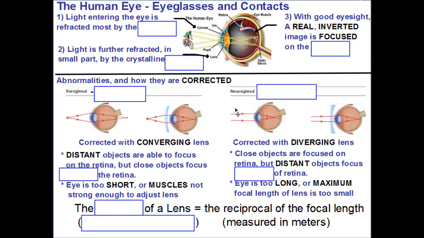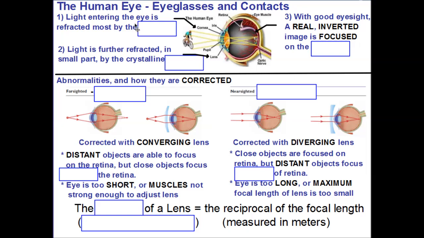Well, let's take a look at how the eye uses a combination of lenses to achieve the all-important goal of being able to see objects that are both near and far, and it does so by relying on a series of optical instruments that are located in the front portion of our eye. Let's take a look at the anatomy here.